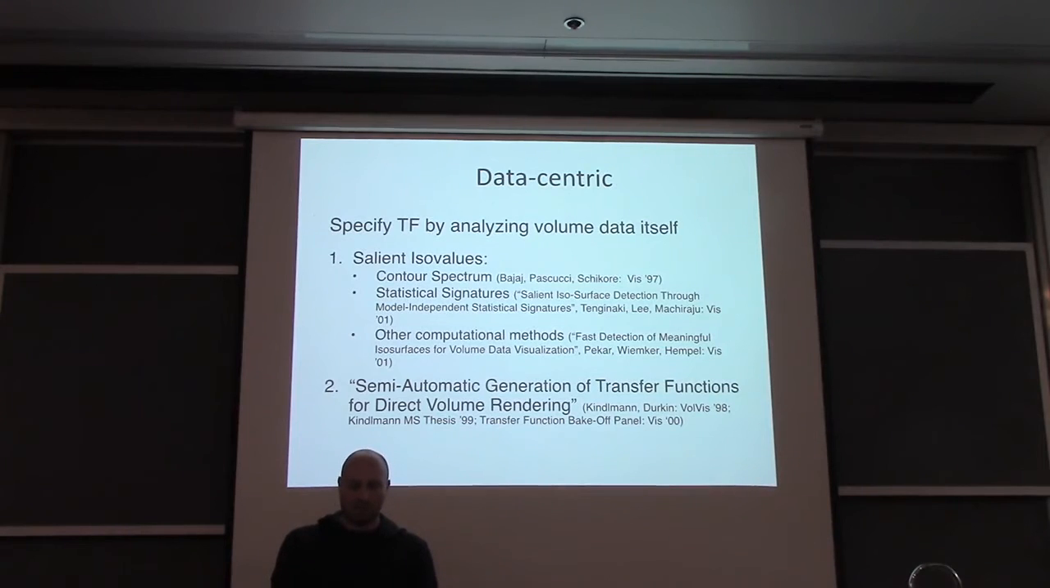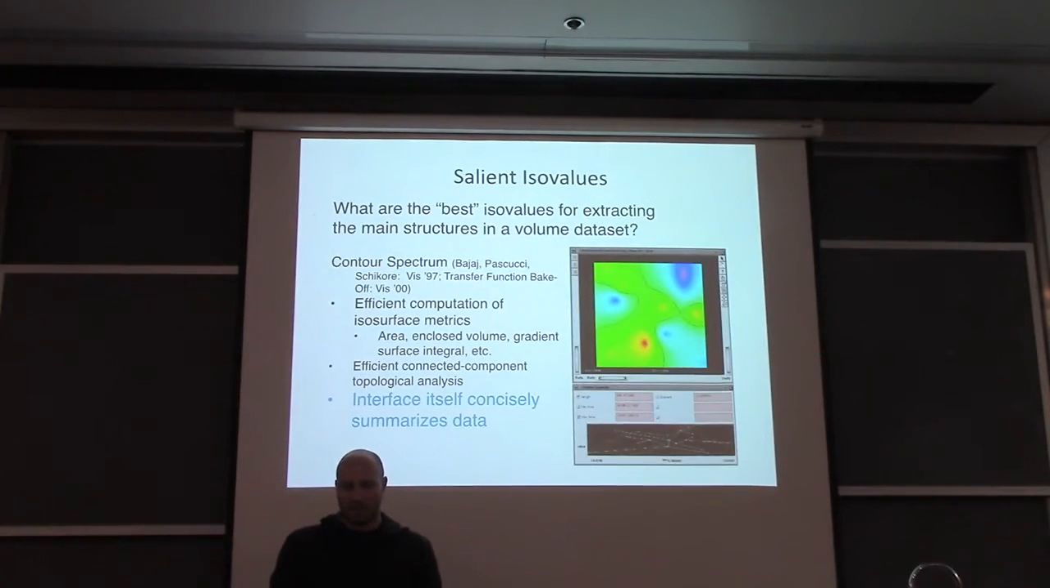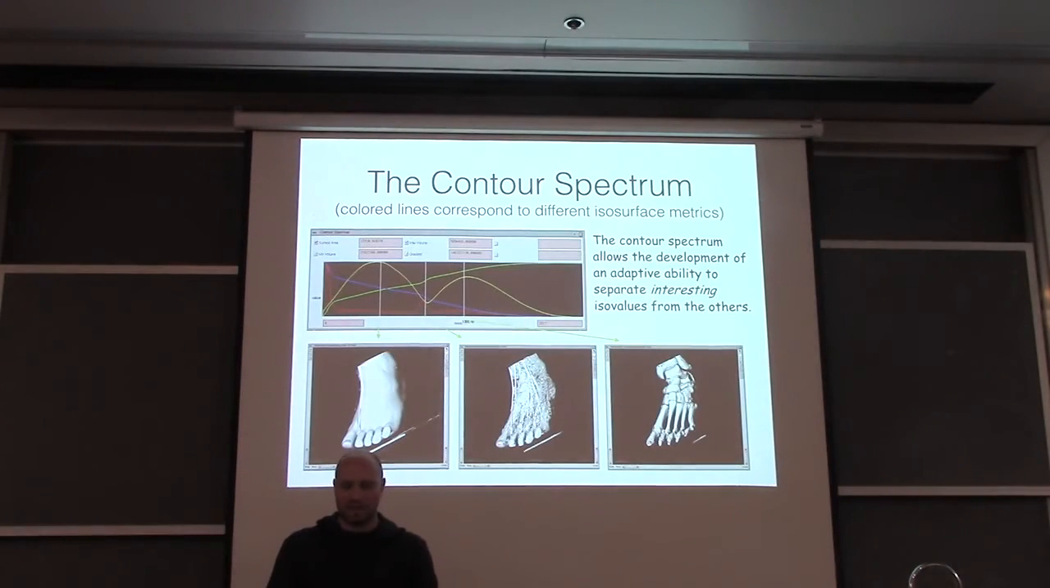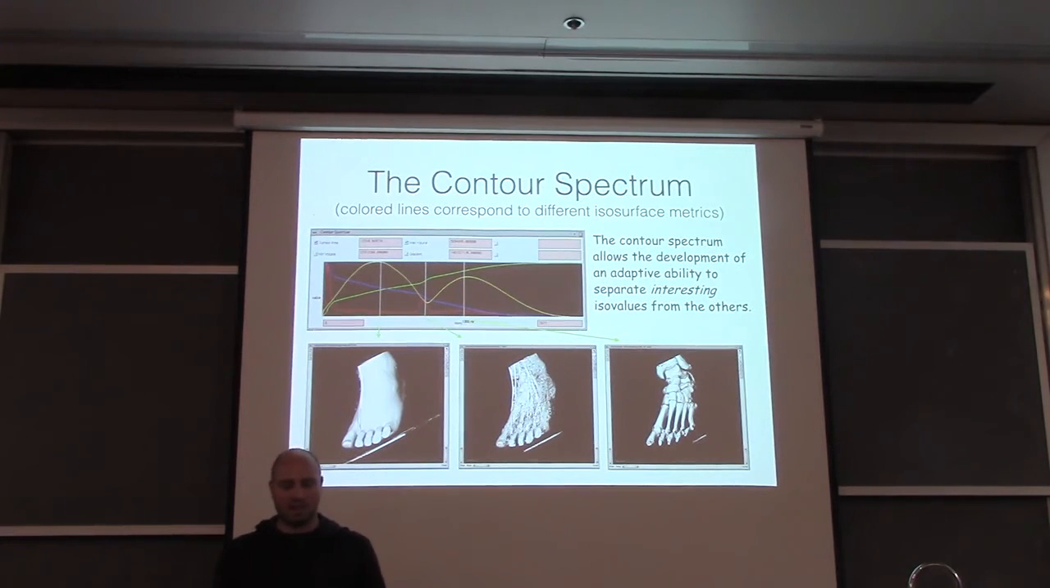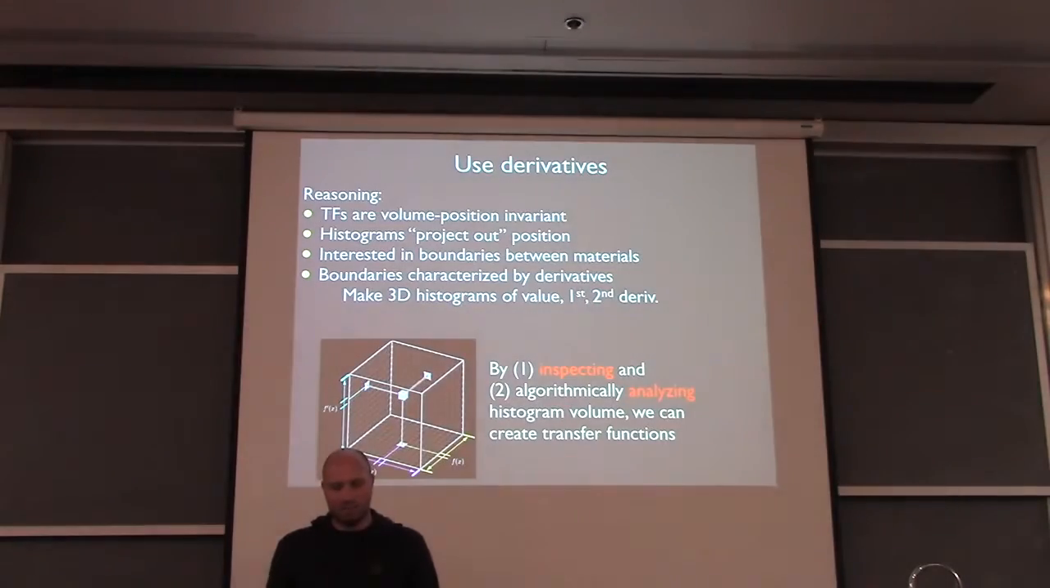Yeah, so there are lots of different ways of doing this. Again, we're trying to find what the best ISO values are for extracting the structures in a volume data set. The contour spectrum is really akin to contour trees, which I'll talk about next lecture. But again, it's really trying to determine what are the best isosurfaces. There's a paper from Hamish Carr on isosurface statistics and relevancy in, I believe, 97, very, very similar concept.